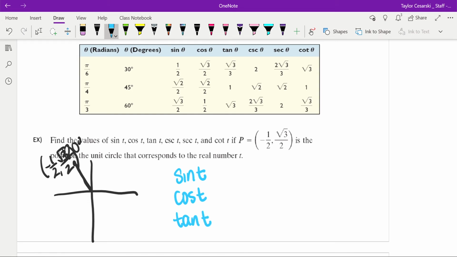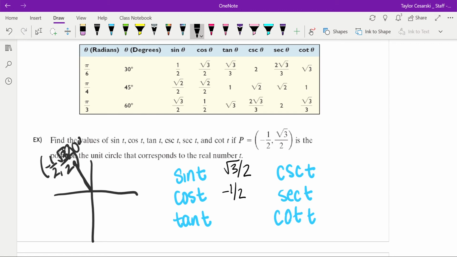All right, so sine of t, cosine of t, tangent of t. I always go ahead and I line up, so sine is the reciprocal of cosecant. So if I have to write all 6 of my trig functions, I line them up like that. Secant of t and cotangent of t. All right, so sine. Well, this one's pretty easy because sine is always just my y value. So that's just going to be square root of 3 over 2. Cosine is pretty easy because that's just my x value. So that's negative 1/2, and that's given to you from your ordered pair.